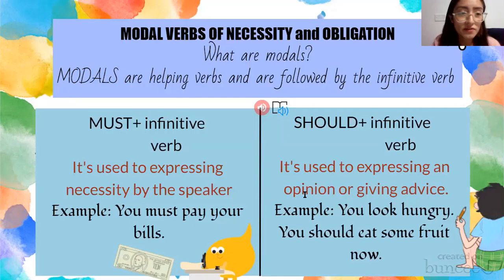We have first must. Okay, must is followed by the infinitive verb and is used to express necessity by the speaker. We have this example: You must pay your bills. Okay, it expresses necessity. Another example maybe can be: you must take a shower.